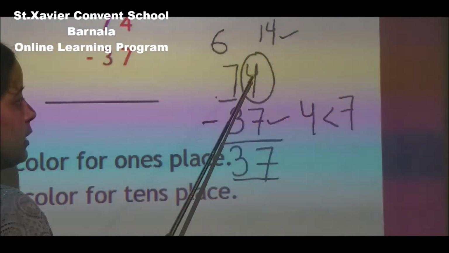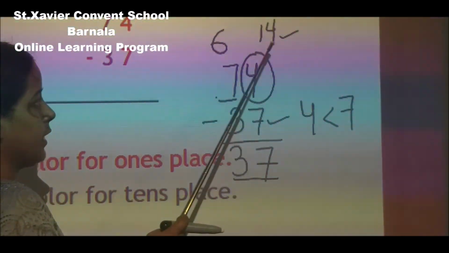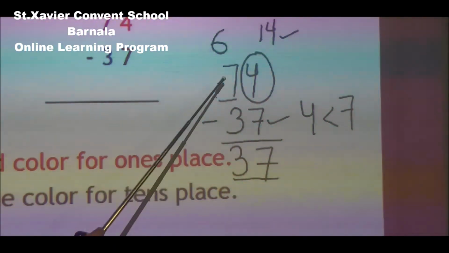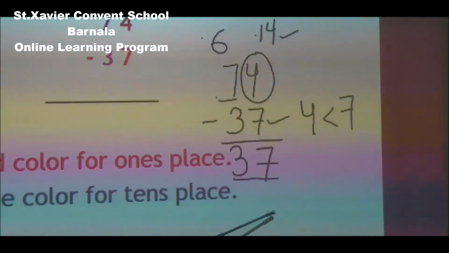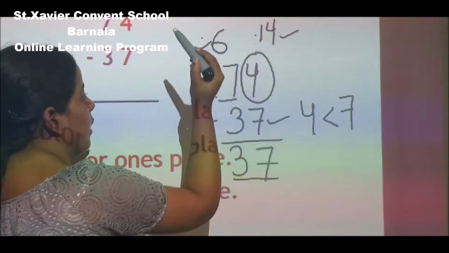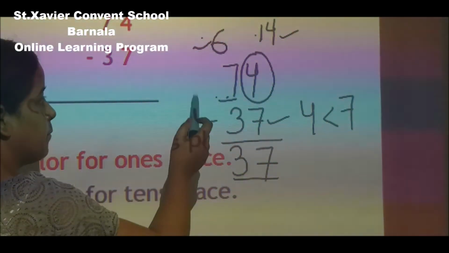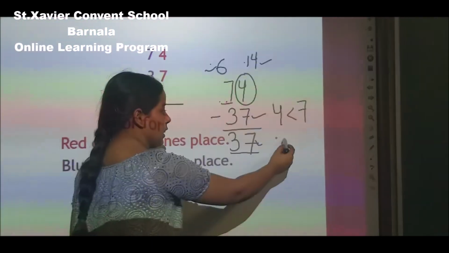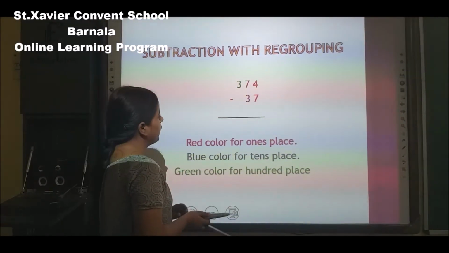Again, 74 minus 37. At the ones place, 4 and 7. 4 is smaller than 7, so we take the borrow from the 7. It becomes 14 and 7 becomes 6. 14 minus 7 is equal to 7. Because it gives a borrow to the 4, 7 becomes 6. 6 minus 3 is equal to 3. Answer is 37.